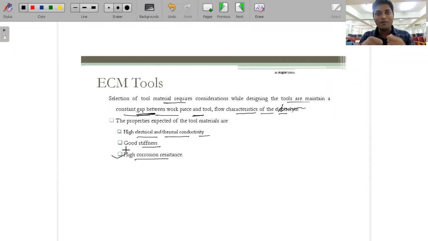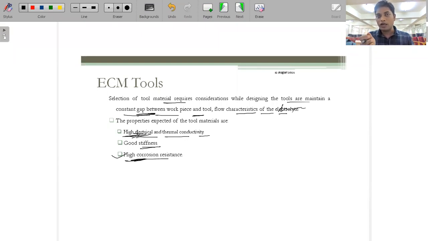So we have to keep thinking as per the requirement. Today our requirement is that we do not remove the material due to corrosion. We have to remove the material due to ion displacement, so we have to keep that in mind. For that, the tool should have high corrosion resistance, good stiffness, as well as high thermal conductivity, because thermal conductivity is required for the workpiece as well.